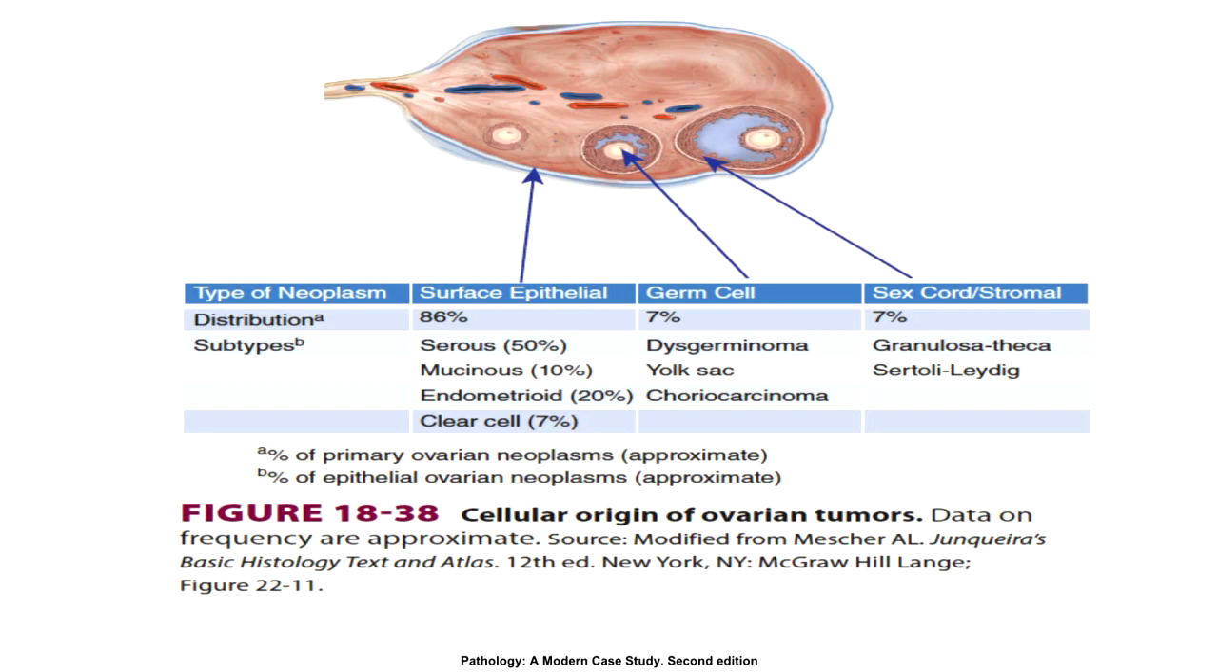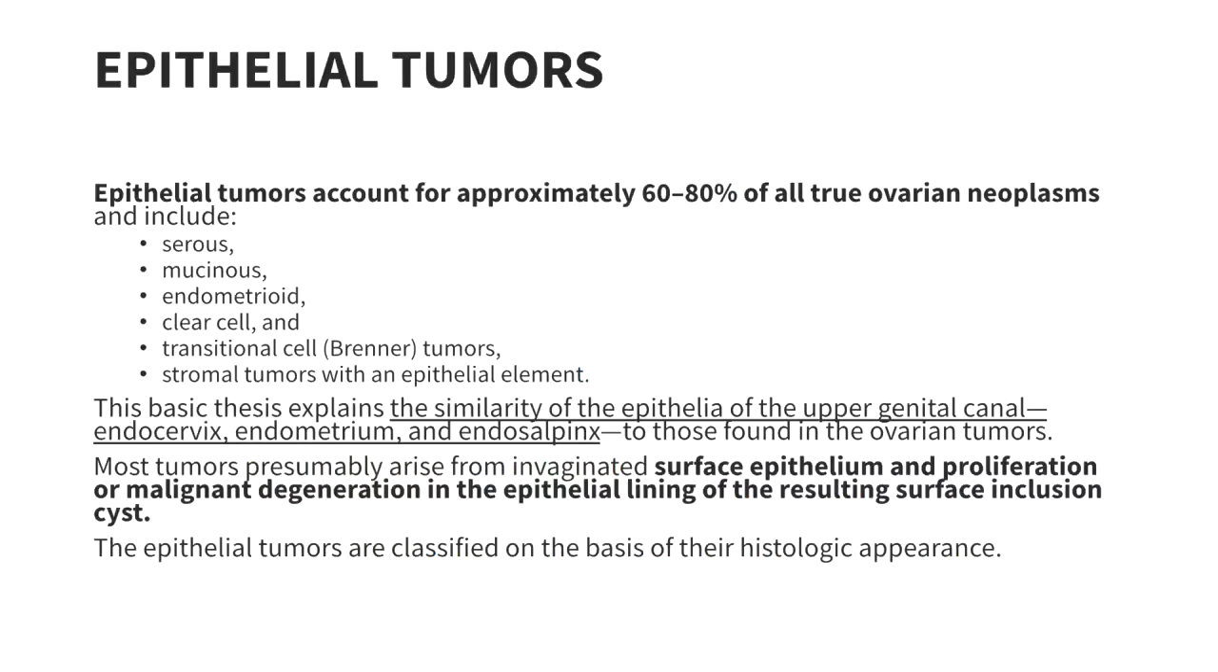The second type of ovarian tumors are born from the germ cells. They're called germ cell tumors, as you see inside the follicle. And they are dysgerminoma, yolk sac, and choriocarcinomas. And the third one derives from the sex cord and stroma. The subtypes are granulosa-theca or Sertoli-Leydig, depending on the type of cells that compose them.